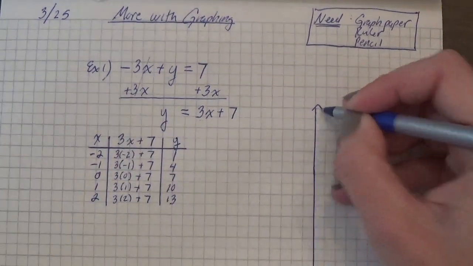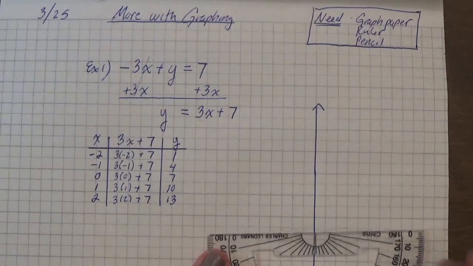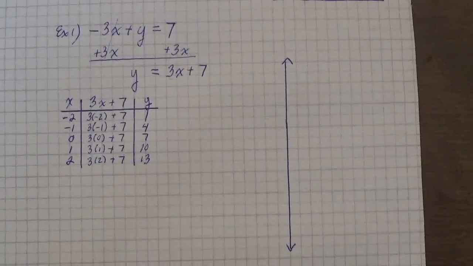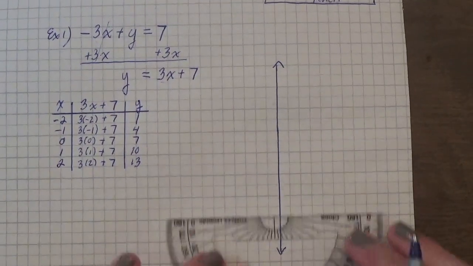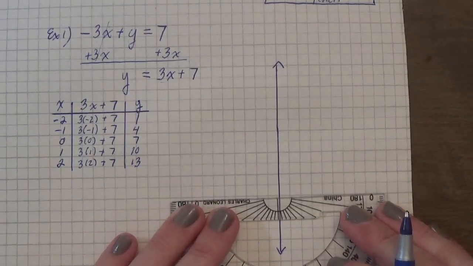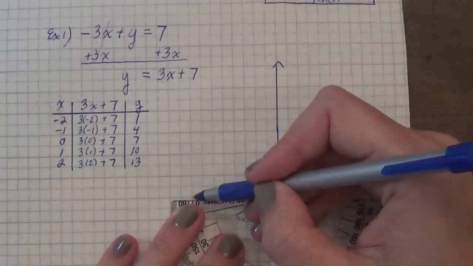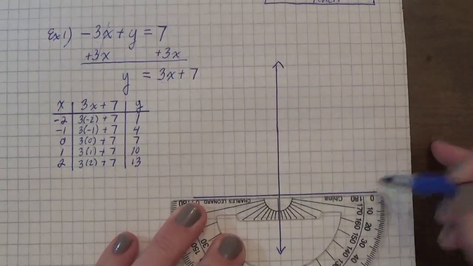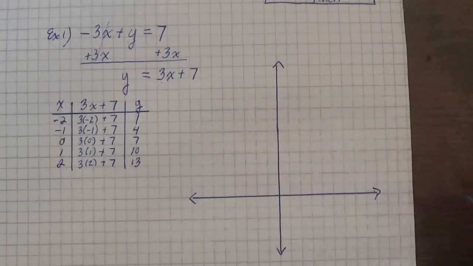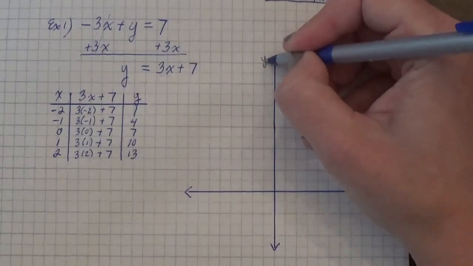Okay. And I'm just going to put the x-axis down here. Oh, let me make sure you can see that. All right. I'm going to put the x-axis down here, making sure I can get all the way up to that 13, and that's totally fine. Okay. What am I missing? Can you guys tell? I need to label the x and the y.